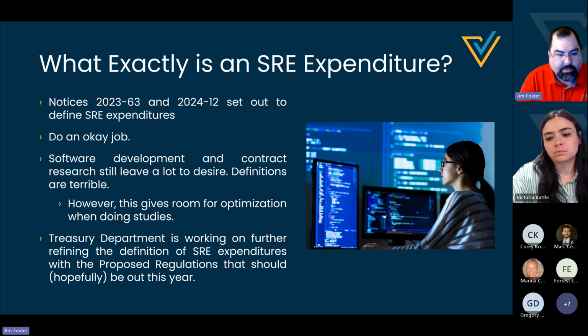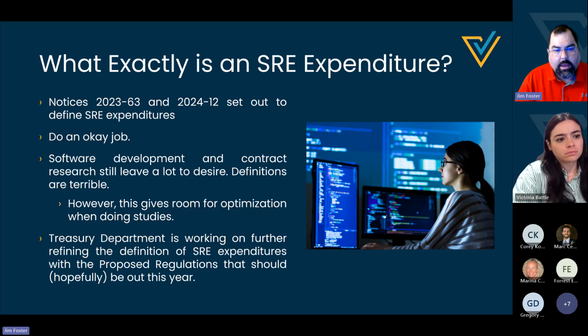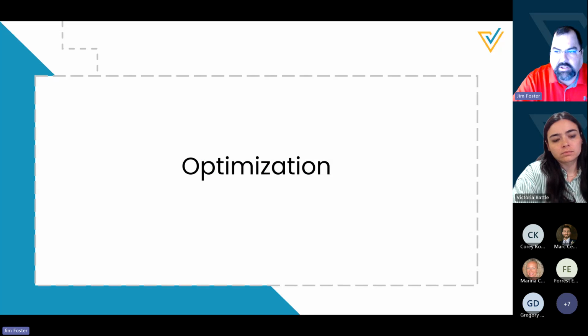Now, the Treasury Department is working to define or refine the definition of what an SRE expenditure is with the proposed regulations that should be out later this year. Those proposed regulations were initially supposed to be out last summer, and then they said Q3, then Q4, then they said Q1, which ends in 4 days. And we have the new administration in, so I don't know when they're going to come out. They'll probably come out at some time that is not very useful. But let's move on to optimization here.